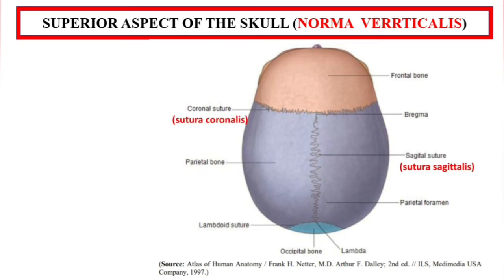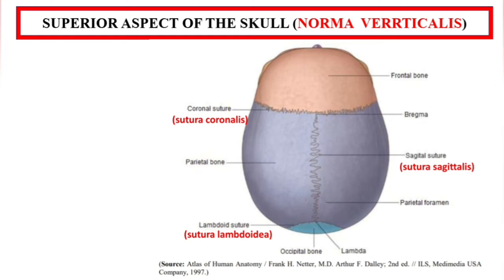Okay, so these are just Latin names. The sagittal suture, sutura sagittalis, and the coronal suture, the sutura coronalis. And the lambdoid suture is sutura lambdoidea, right?